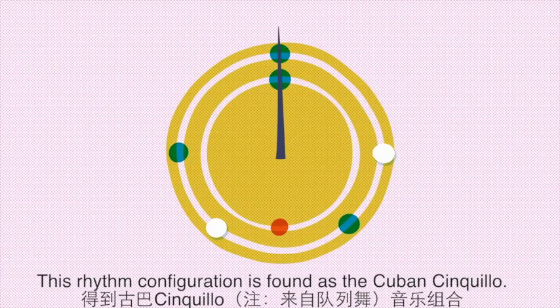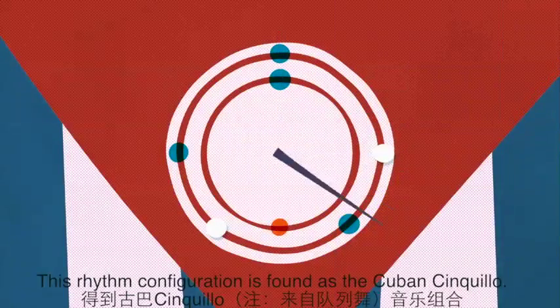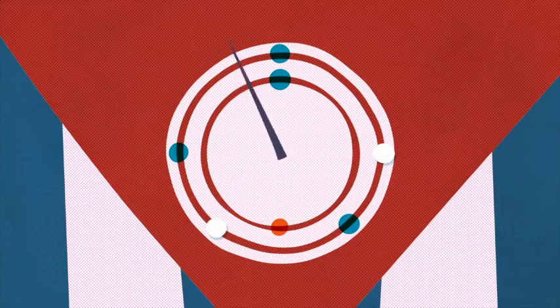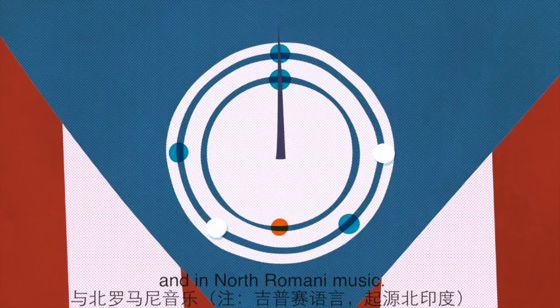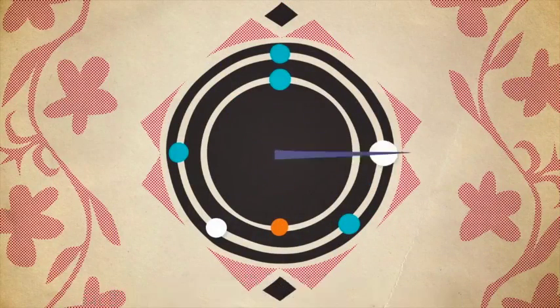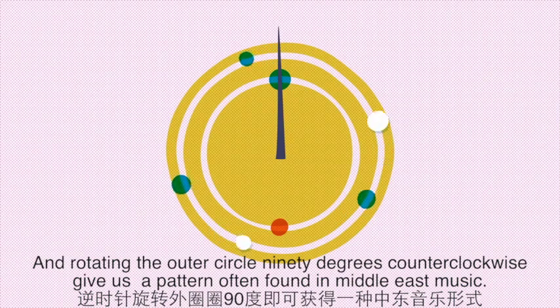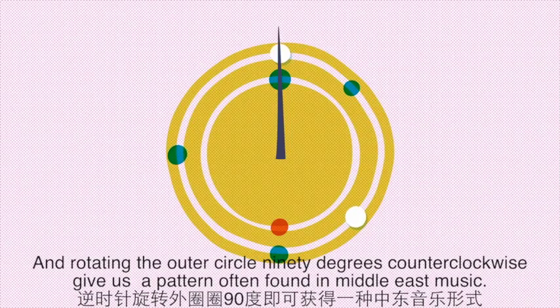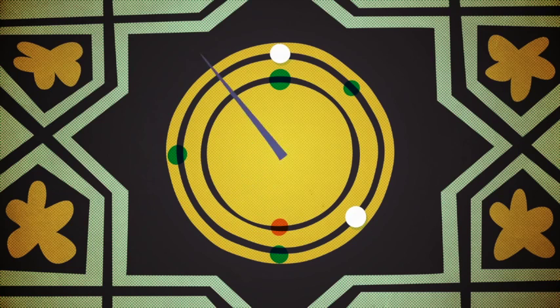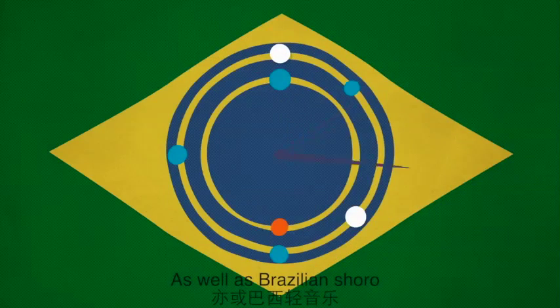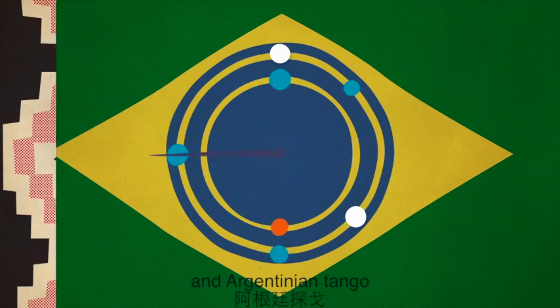This rhythmic configuration is found as the Cuban cinquillo, in the Puerto Rican bomba, and in northern Romanian music. And rotating the outer circle 90 degrees counterclockwise gives us a pattern often found in Middle Eastern music, as well as Brazilian choro and Argentinian tango.